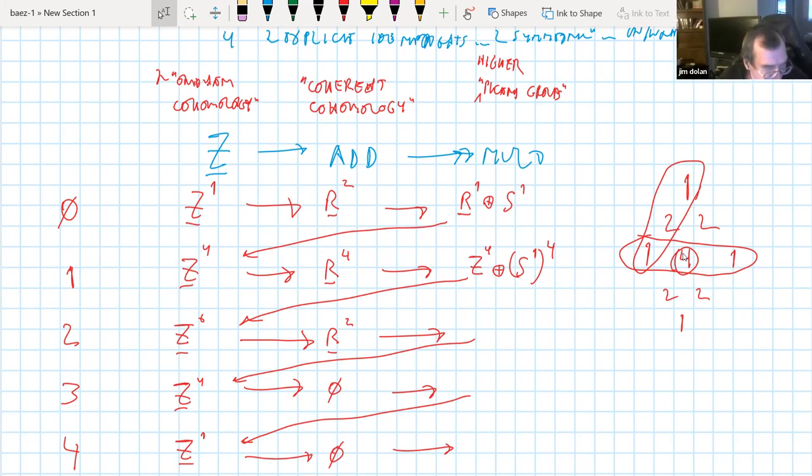So let's see. I mean, it doesn't seem like it has to be z to the one here. It just has to be. Yeah, because it's got those two zeros.